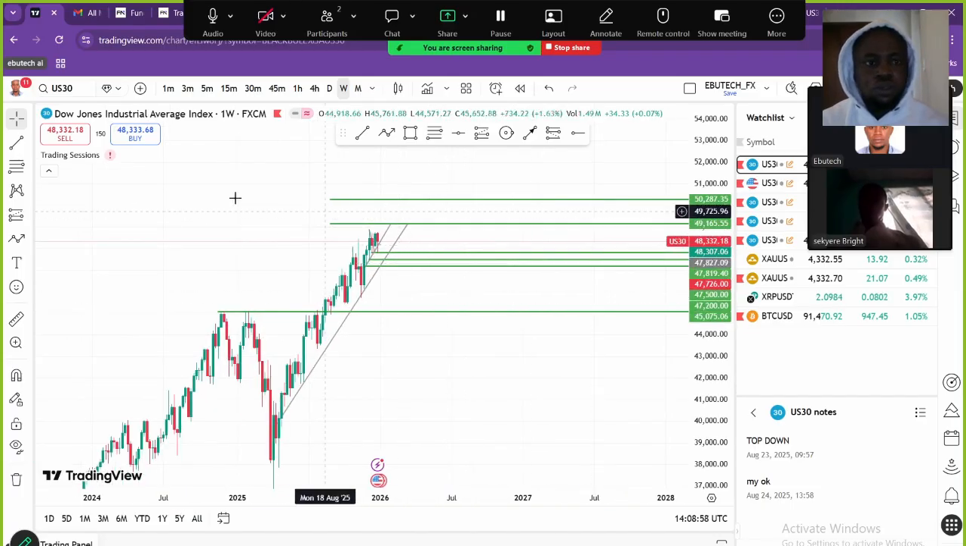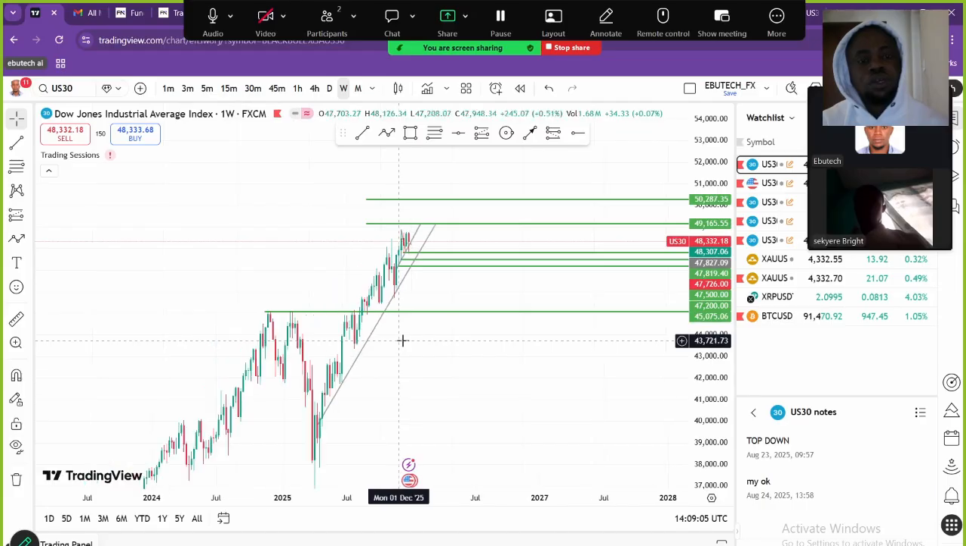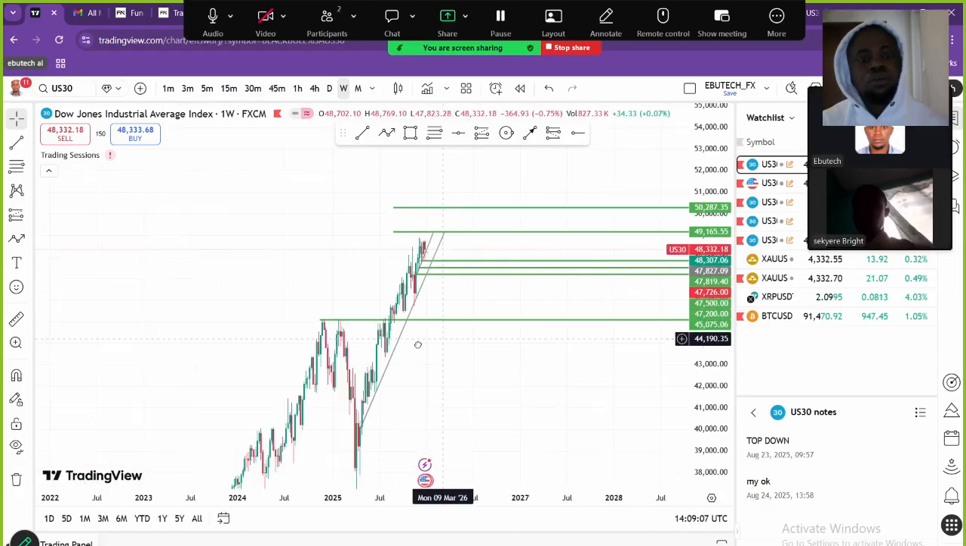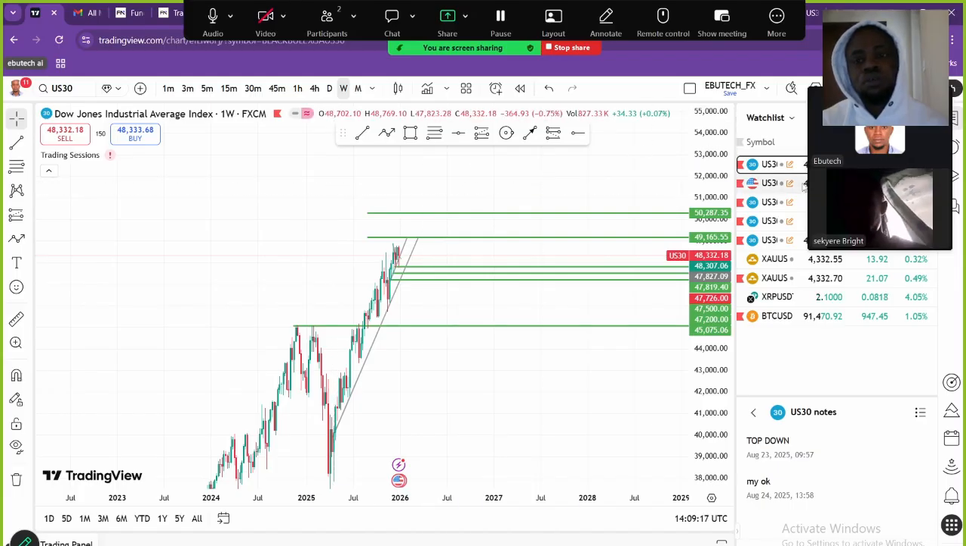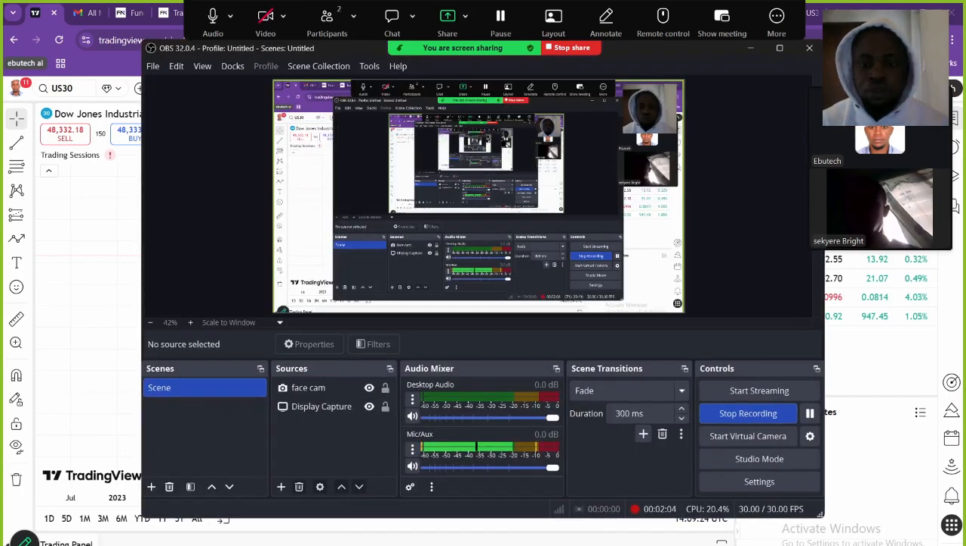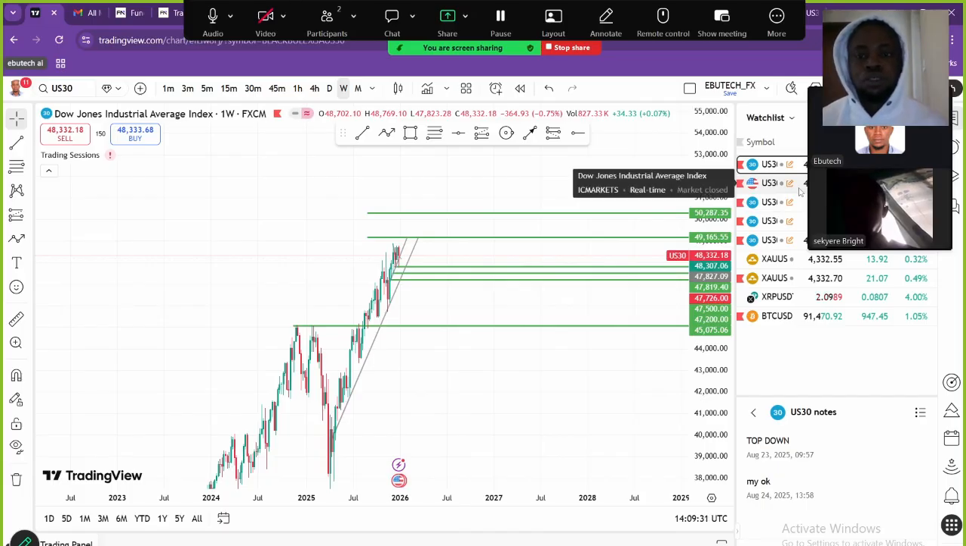So now what we're going to be doing: the time frames that we use for US30, if we want to analyze a trade, what do we start with? We'll start with the monthly. We'll do top-down analysis. So how do we go about the top-down analysis?